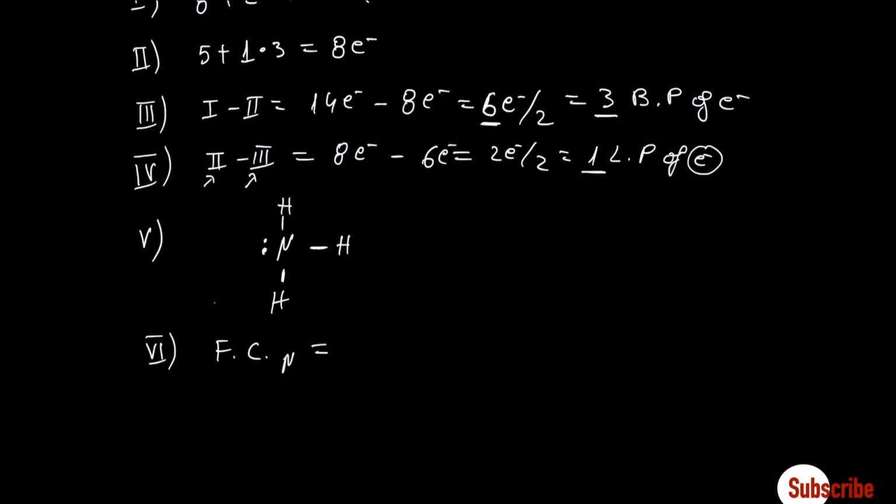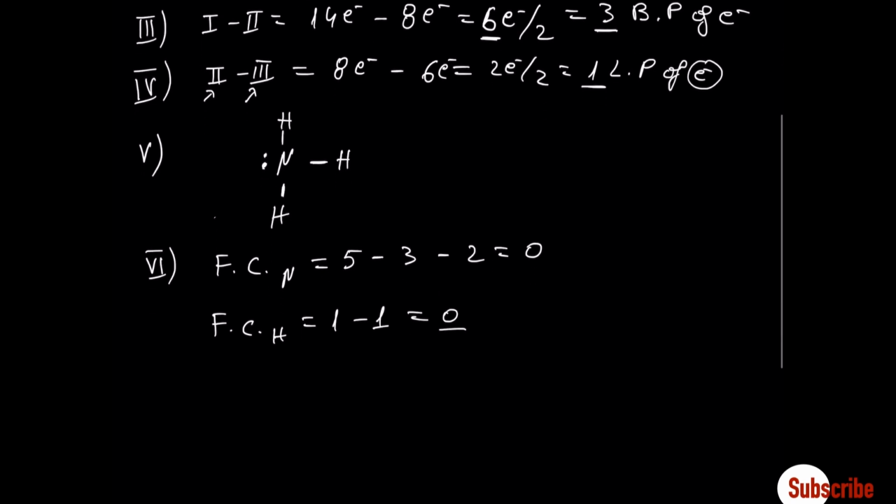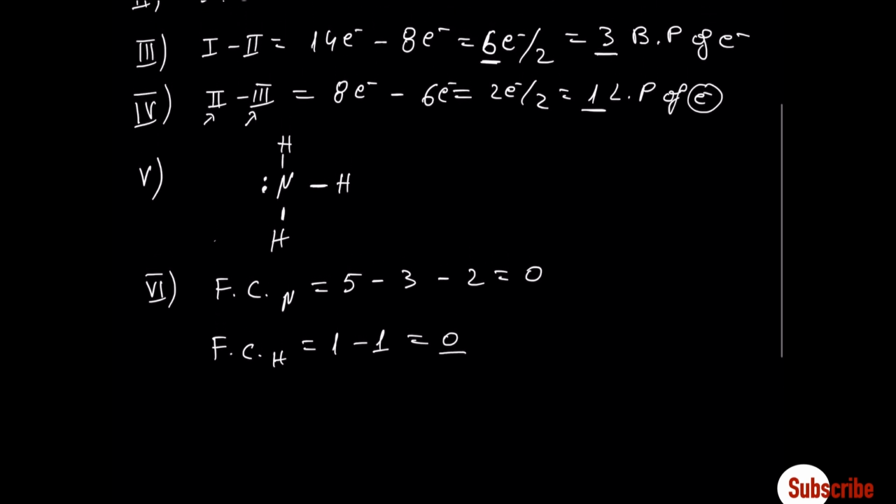For nitrogen, we have group 5 minus 3 bonds minus 2 unshared electrons, equal to 0. Formal charge for hydrogen, we have group 1 minus 1 bonding pair, equal to 0. No lone pairs in the hydrogen, no unshared electrons. So this is the Lewis structure for ammonia.